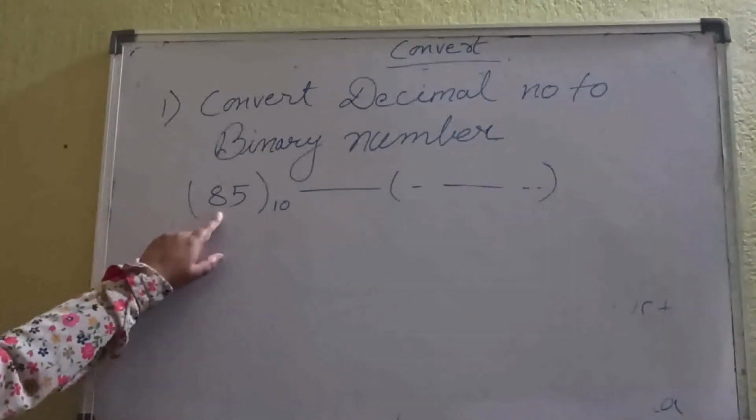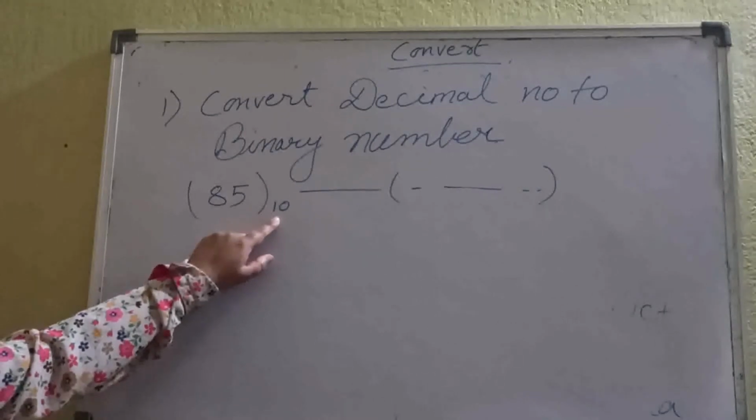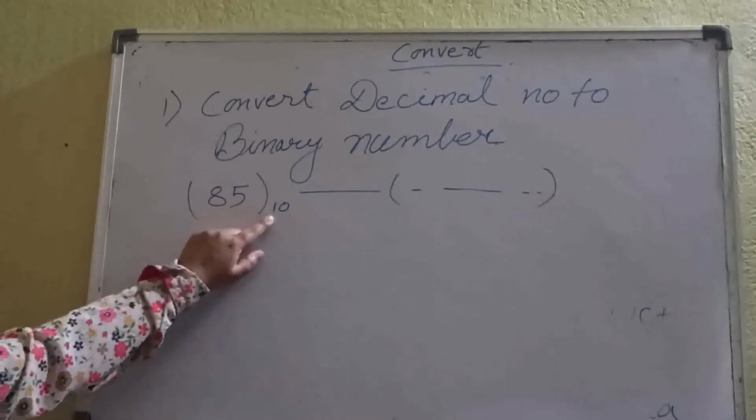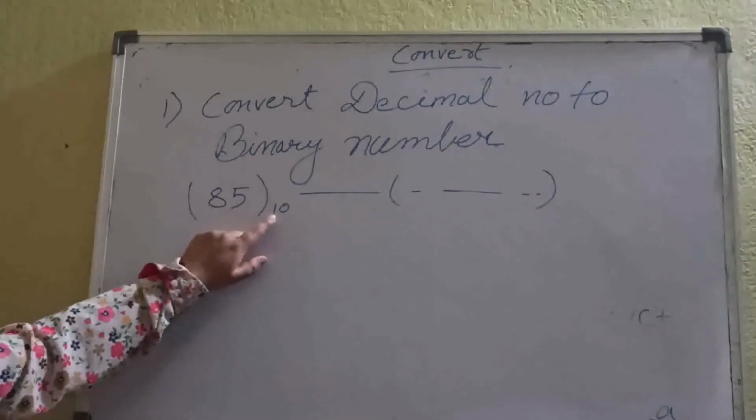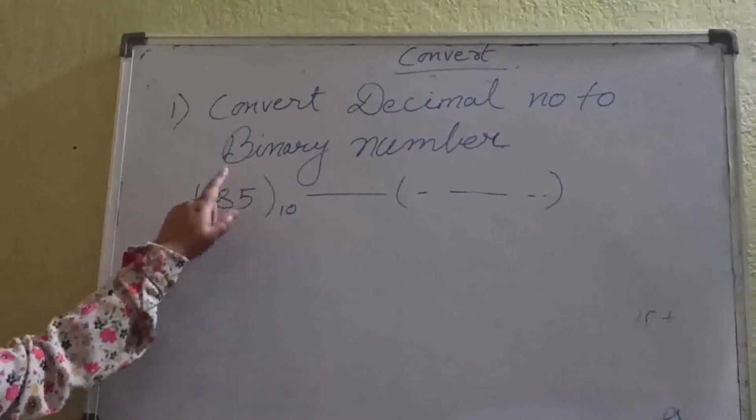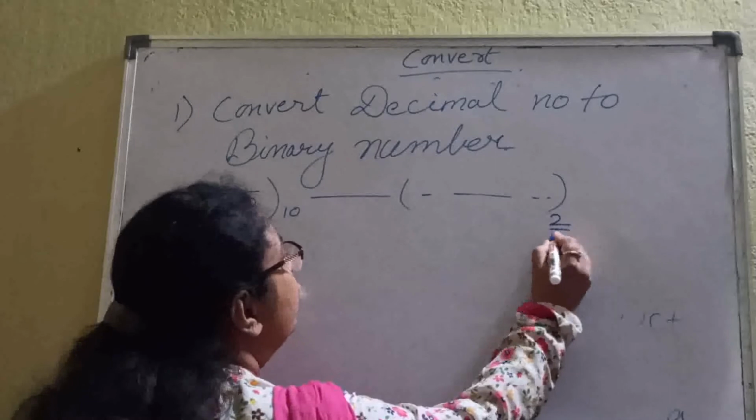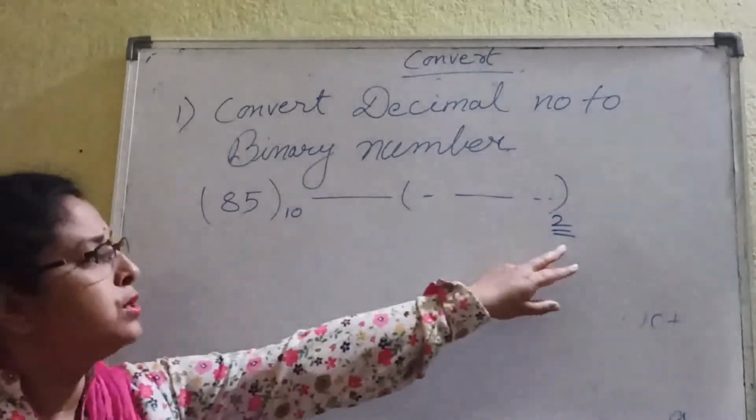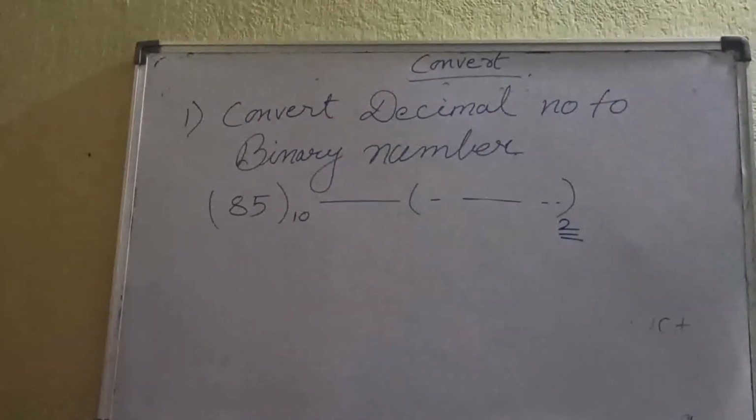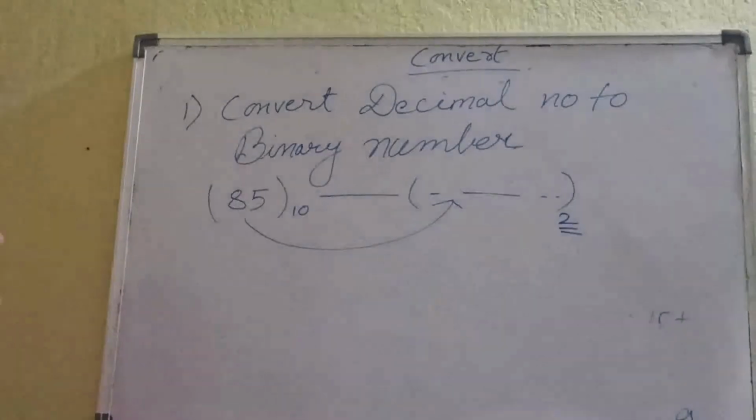Here you can see this 10 is written as its subscript. Why is 10 written? This 10 says the base value of the decimal number system. When you find a subscript 10, it shows that this is the decimal number system. And this decimal number we have to convert into the binary number system. Here you see 2 is written. It means this is the base value of the binary number system. So you have to convert the decimal into binary number system.